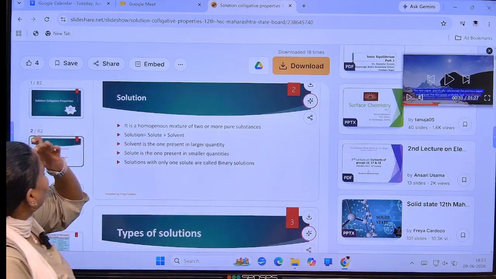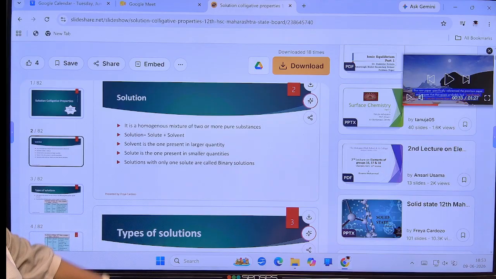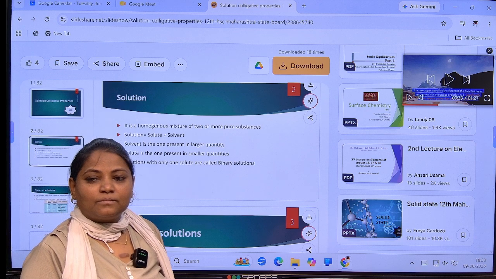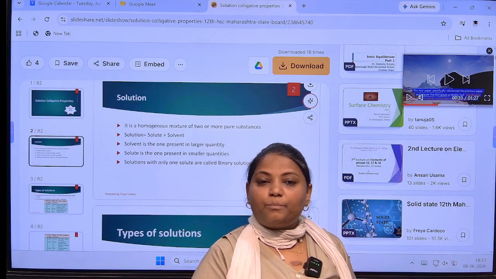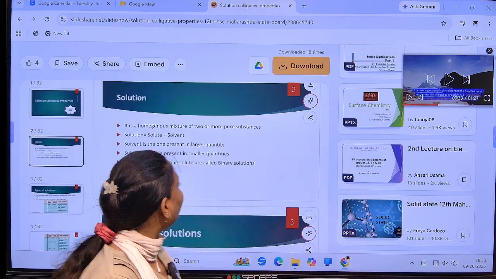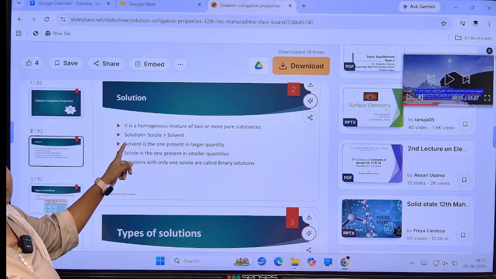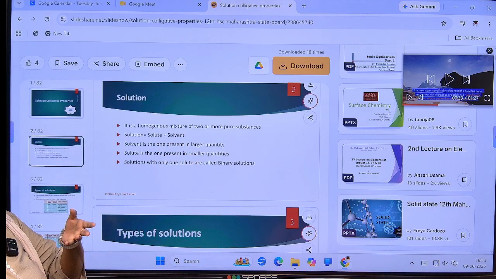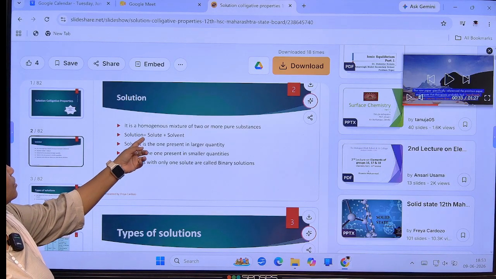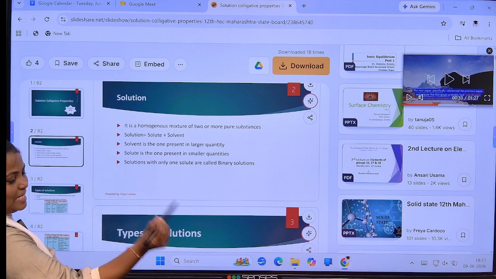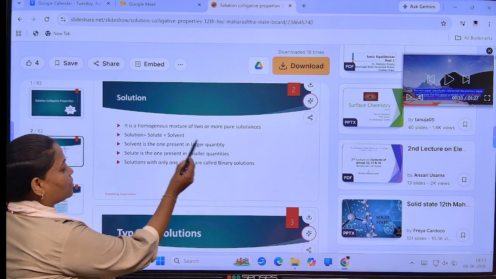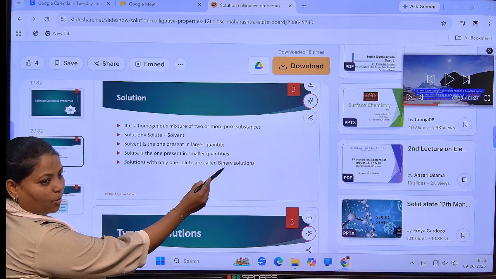Chalo. So what is a solution? A solution is a homogeneous mixture of two or more pure substances. Are we adding anything to it? Whatever solute we are adding, we add in a pure form. So it's a mixture of pure substances. In short, the keyword is: a solution is a mixture of solute and solvent. Solvent is the larger quantity, solute is the smaller quantity.